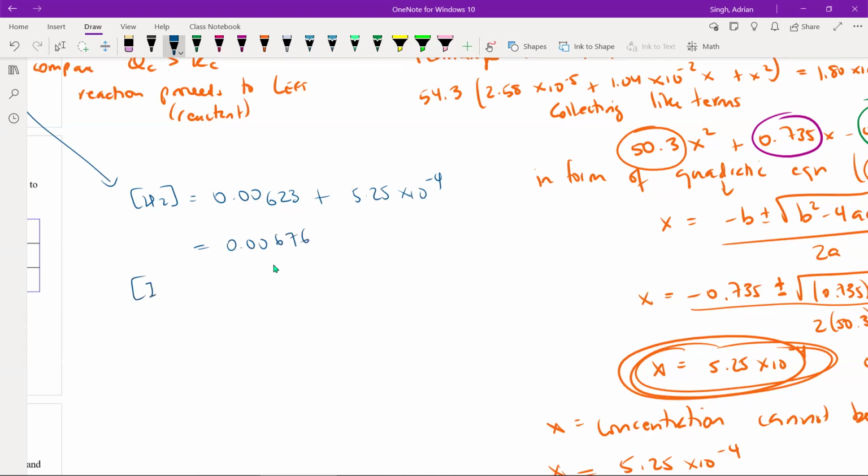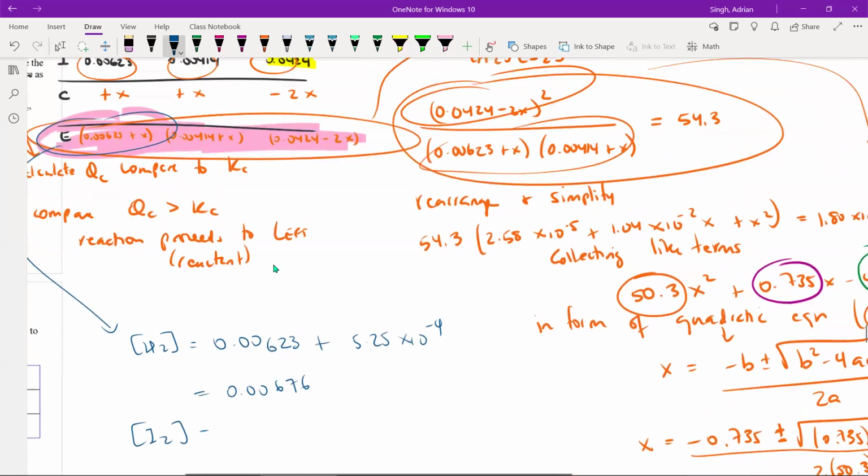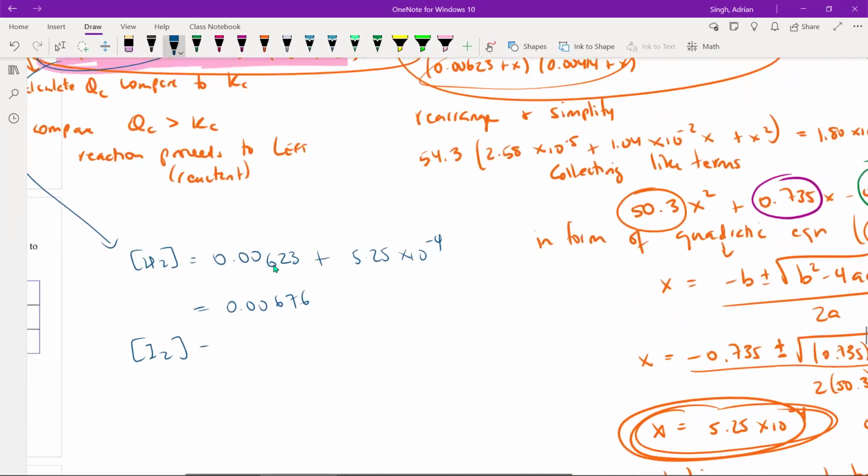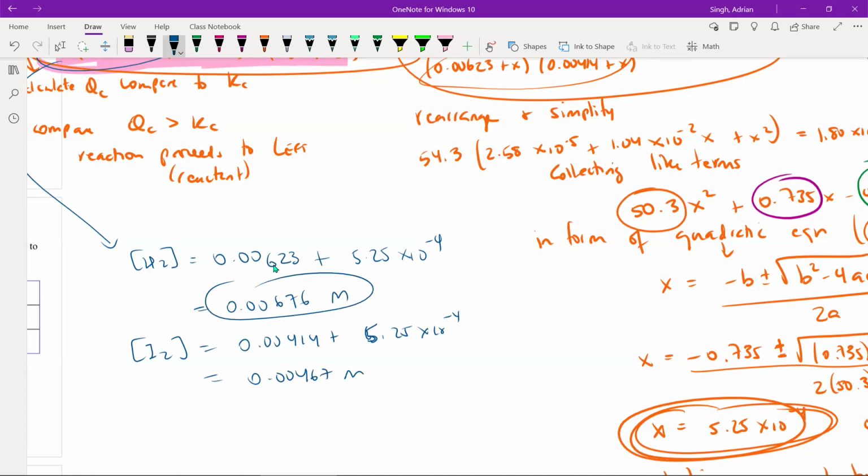For I2, okay, it is equal to 0.00414 plus x. And x again is the same, 5.25 times 10 to the minus 4. Okay, and that's going to give us 0.00467. Okay, and these are all molar concentrations.